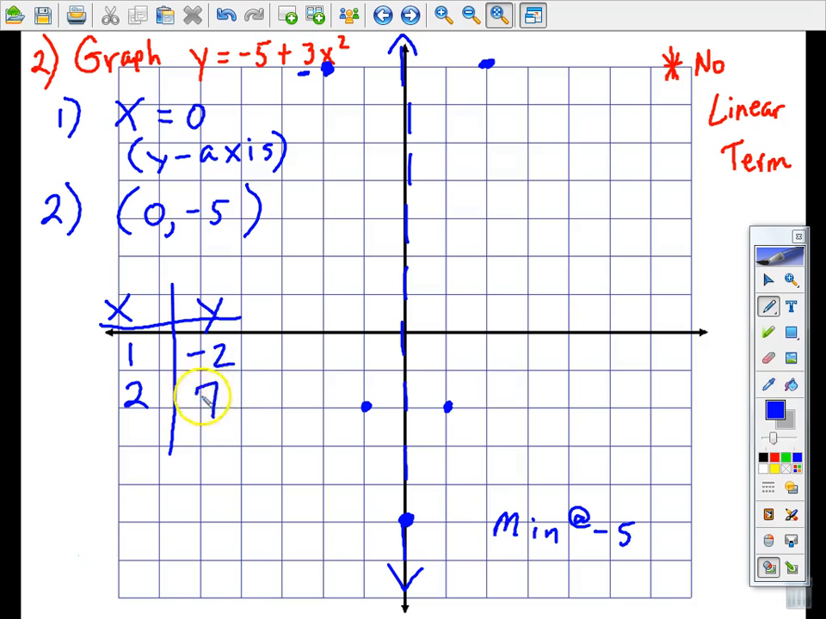Yeah? The y coordinate? We're plugging these numbers in for x up here in this function. So let me show you how it works with x equals 2. So y equals -5 plus 3 times 2 squared. You always do the exponent first. Yeah, make sure you do the order of operations.